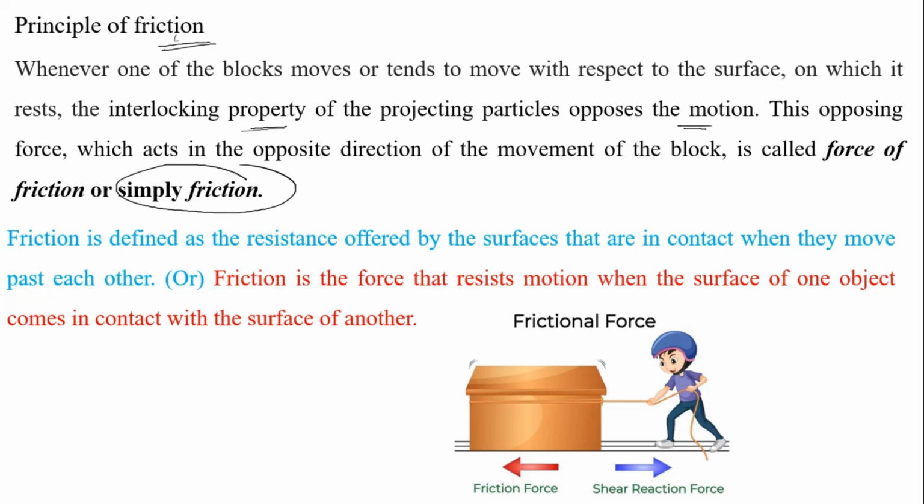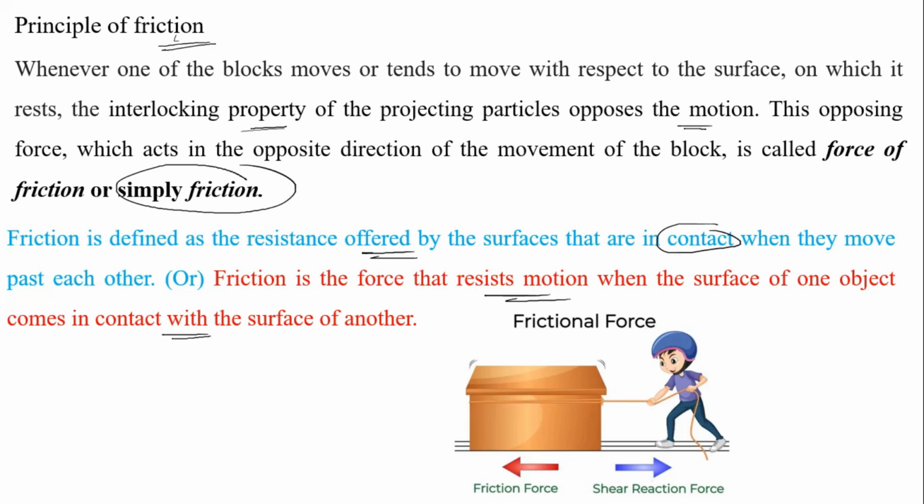Whenever the surfaces of two bodies are in contact, there is a limited amount of resistance to sliding between them, which is called friction. This force is distributed at the surfaces of contact and acts tangential to the surface of contact. In other words, it is a resistance offered by the surfaces in contact when they move past each other, or the force that resists motion when the surface of one object comes in contact with the surface of another.